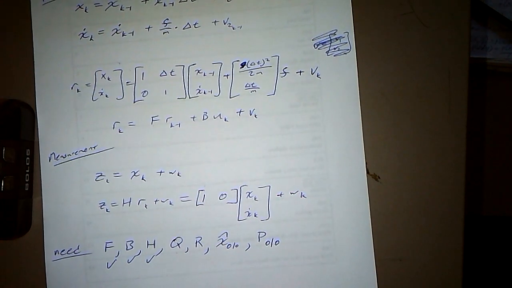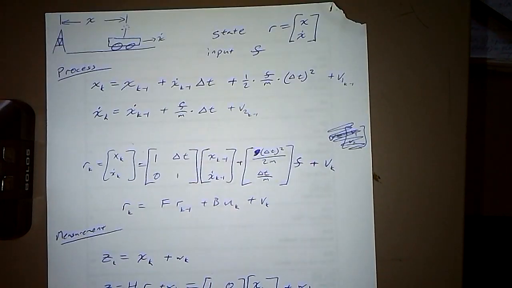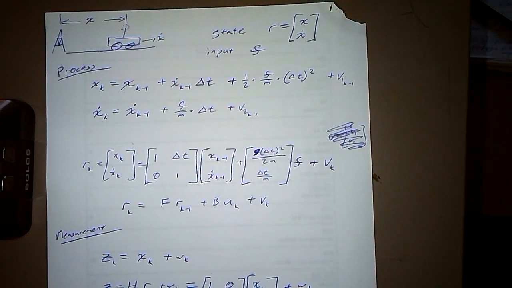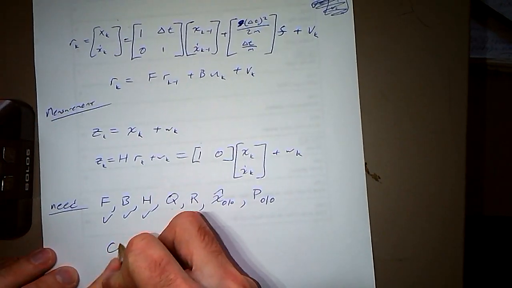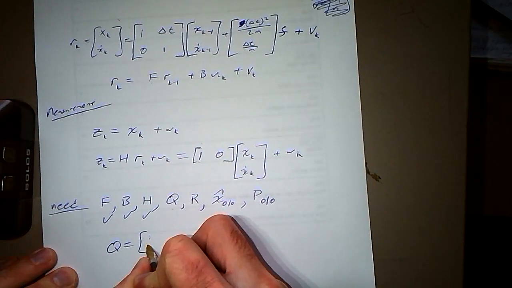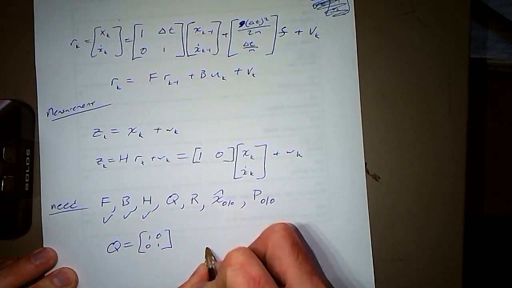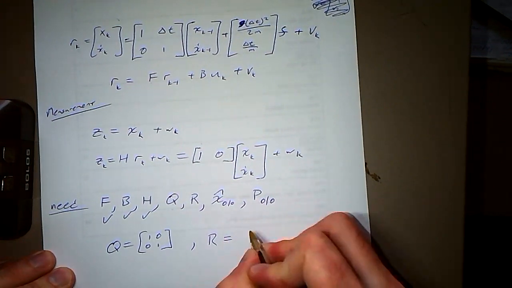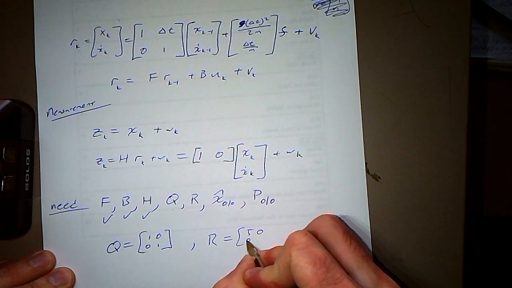So Q relates to our process equation. So we could assume that we have a pretty good idea of the process. And so we could let Q be the identity matrix, and then say that our measurements are noisier. So then we could say R is equal to 5 times the identity matrix.